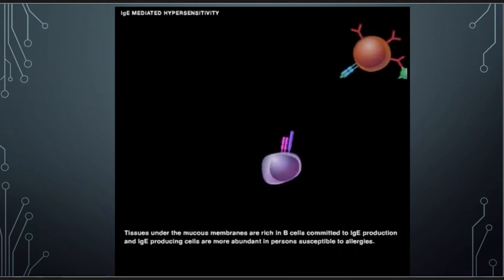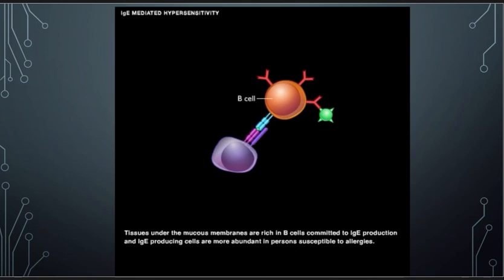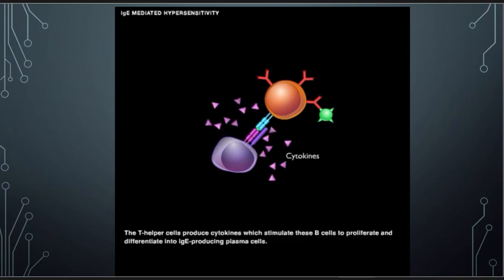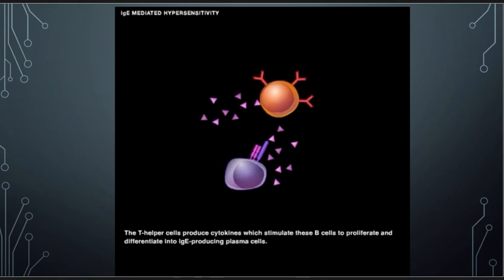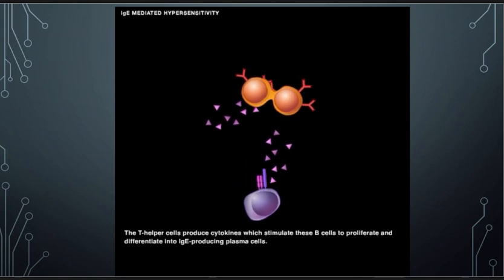Tissues under the mucous membranes are rich in B cells committed to IgE production, and IgE-producing cells are more abundant in persons susceptible to allergies. The T helper cells produce cytokines, which stimulate these B cells to proliferate and differentiate into IgE-producing plasma cells.